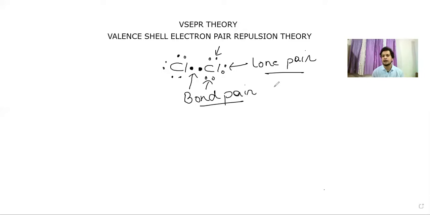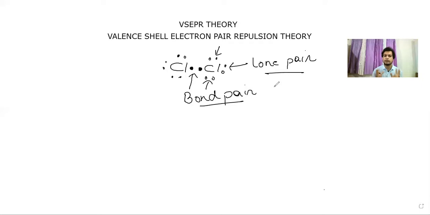Now what happens in a particular molecule? In a molecule you will have this kind of electron pair, whether it is bond pair and lone pair, or only bond pair. So there are different cases which we'll be trying to solve. When you have these 2 types of electron pairs in a particular molecule, obviously they are electron pairs and they tend to repel one another.